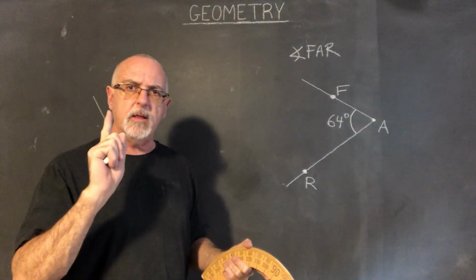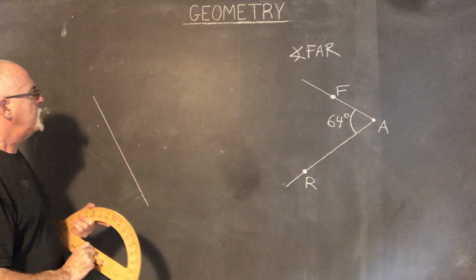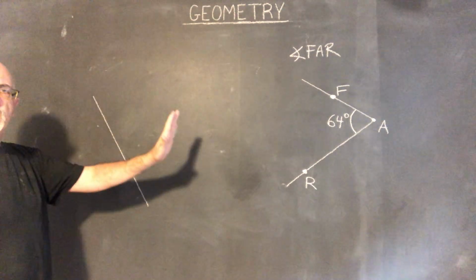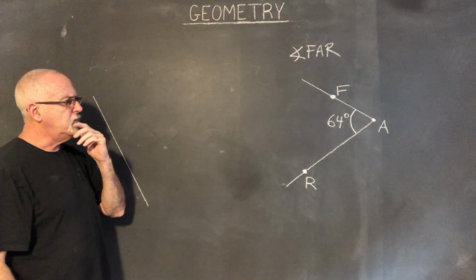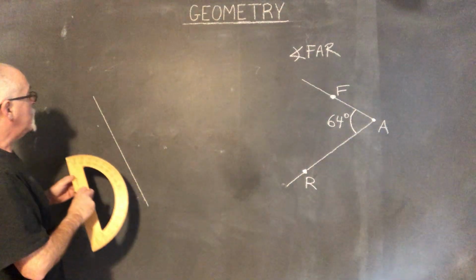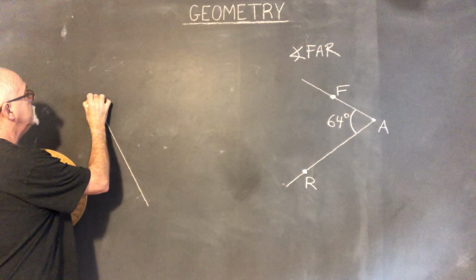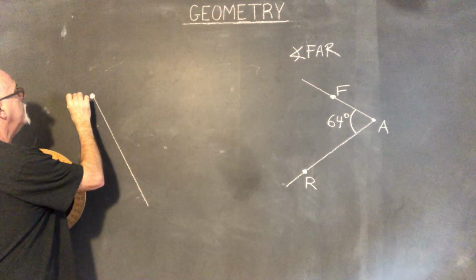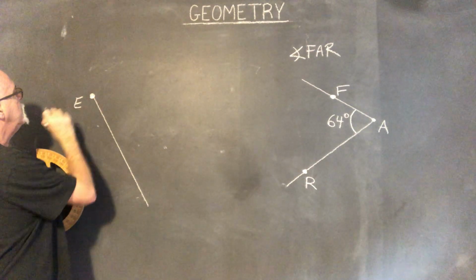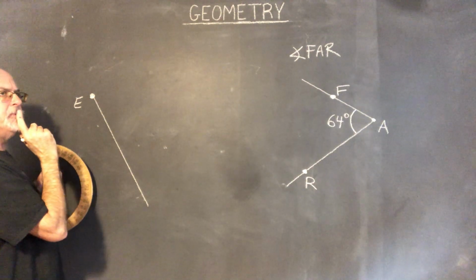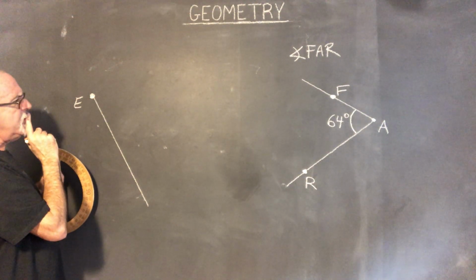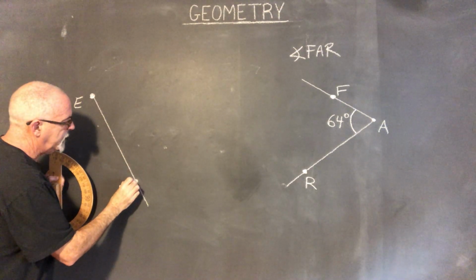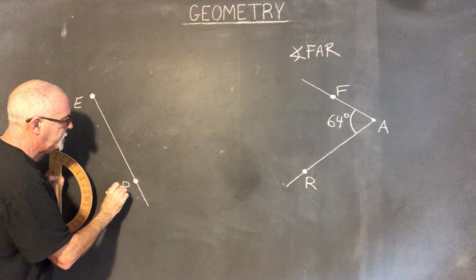A 90-degree angle is something that we want to talk about. But I'm not going to do a 90-degree angle yet. Maybe I'll draw one right after. What I'm going to do is label this point, and I think I'm going to call it E. And then I think I will put a point over here and call it point P.